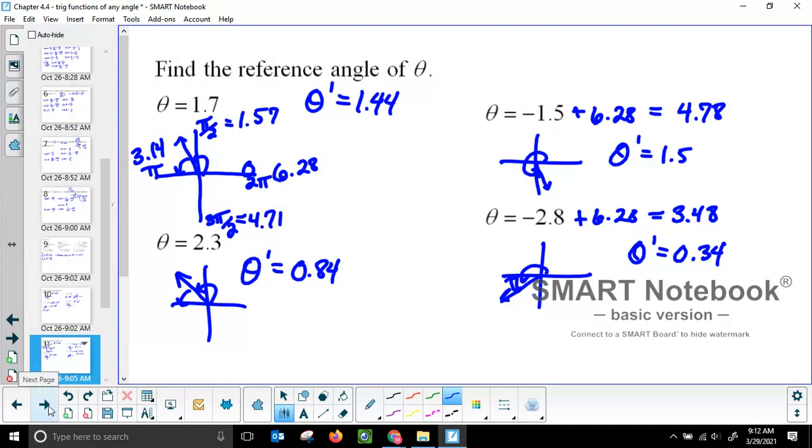I have a question. Yep. So what if your reference angle is on the x-axis or the y-axis? That's perfectly fine. If it's on the x-axis, then your reference angle is going to be 0. If it's on the y-axis, your reference angle is going to be 90 degrees or pi over 2. Okay. Make sense? Yep. Cool. Good question, though.